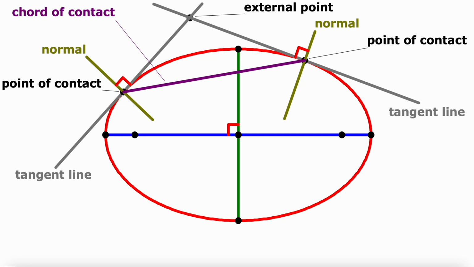A point of contact is a point at which the tangent line touches the ellipse. The tangent line and the normal line intersect perpendicularly at the point of contact. A normal is a line perpendicular to the tangent line. Lastly, a chord of contact is a chord whose endpoints are 2 points of contact. When we draw 2 tangent lines to an ellipse from an external point, these tangent lines touch the ellipse at 2 distinct points. The line segment connecting these 2 points of contact is called the chord of contact.